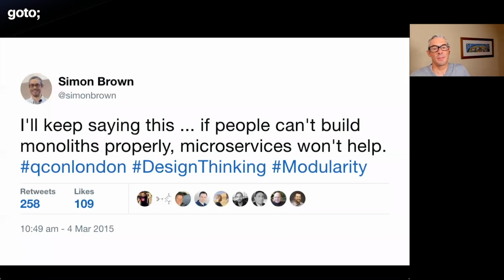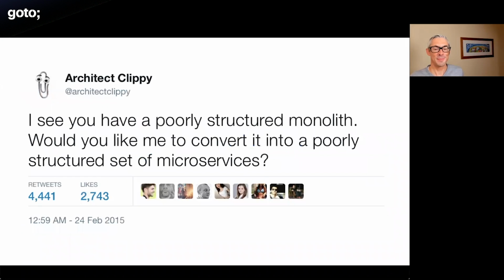So that tweet got a bunch of retweets, which I was quite impressed with. But then I got completely outclassed by the architect Clippy. I see you have a poorly structured monolith. Would you like me to convert it into a poorly structured set of microservices? No. So again, just make sure you think about these decisions before you make them. You know, significant decisions are the things that are hard to change.